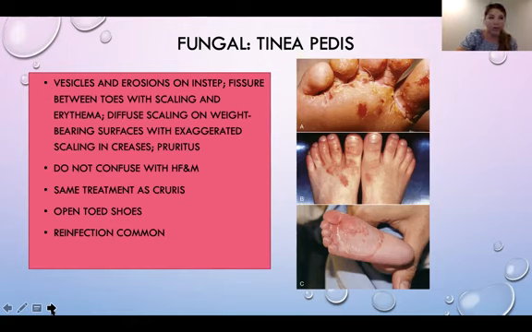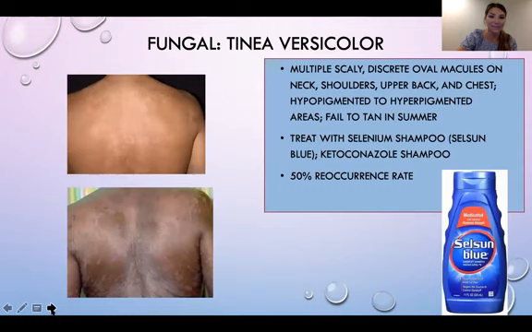And then reinfection is pretty common. So you can tell your patients, this may come back. This may be something that we deal with on and off for a while, because like we said, it's hard to get rid of.